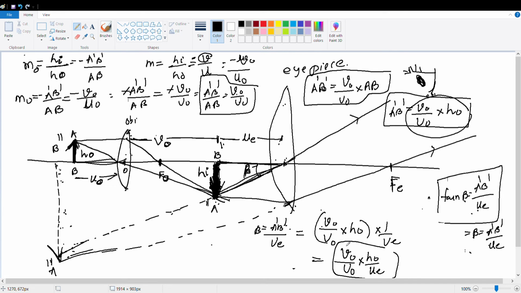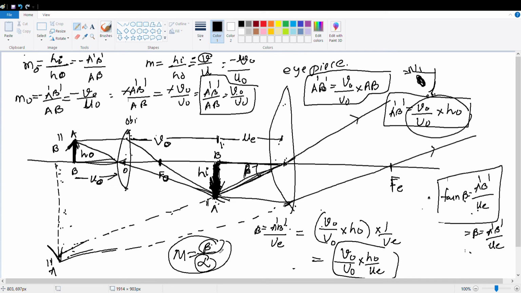But for finding magnification, we need two things. What? Beta by alpha. So we know beta now. We have to find alpha. Clear or not? Till now it is clear. How did we find beta? Yes, sir. Clear.